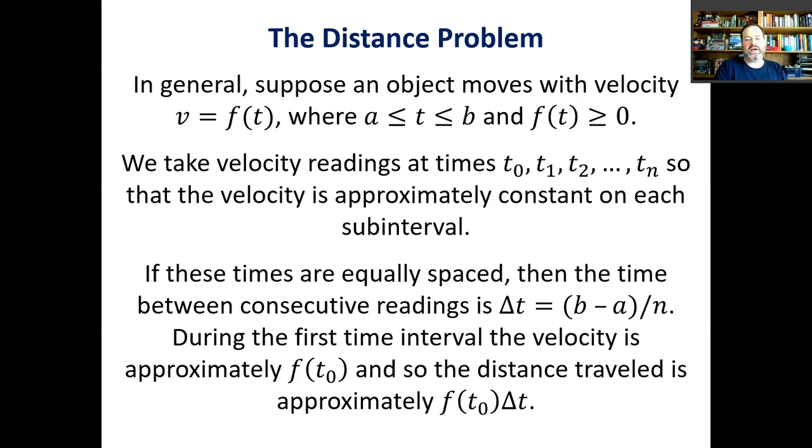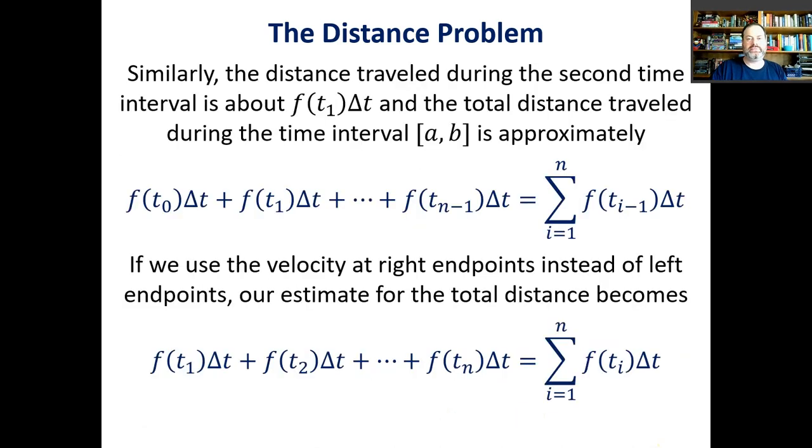During the first time interval, the velocity is approximately f of t0, and so the distance traveled is f of t0 delta t. And that's what we did earlier in this example. And you can see that we're building the same sort of summations that we saw earlier, right? The distance traveled during the second time interval is f of t1 delta t, and the total distance traveled during the time interval, you just sum up all of these things. And that's what we did before, right? We had 25 times 5 plus 31 times 5, and you just get a sum. And if you use the right endpoints, you get probably a different sum.